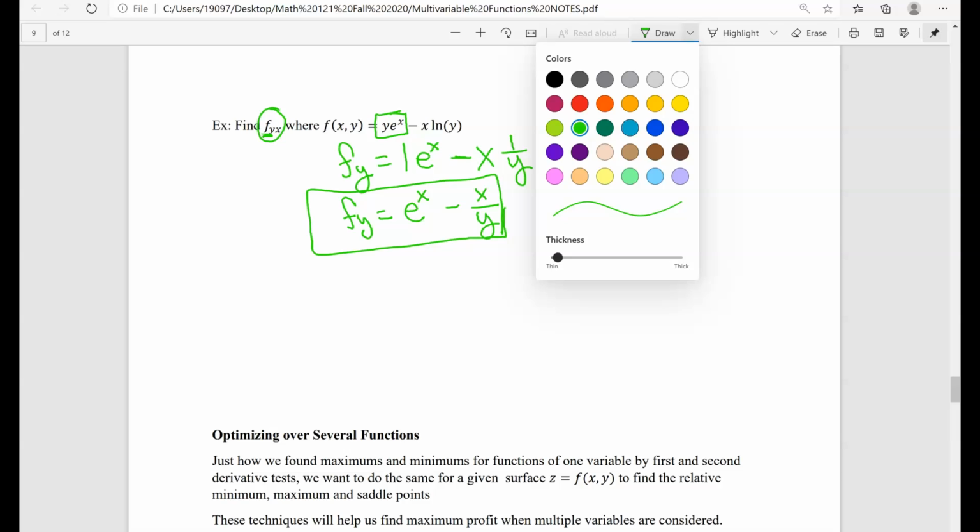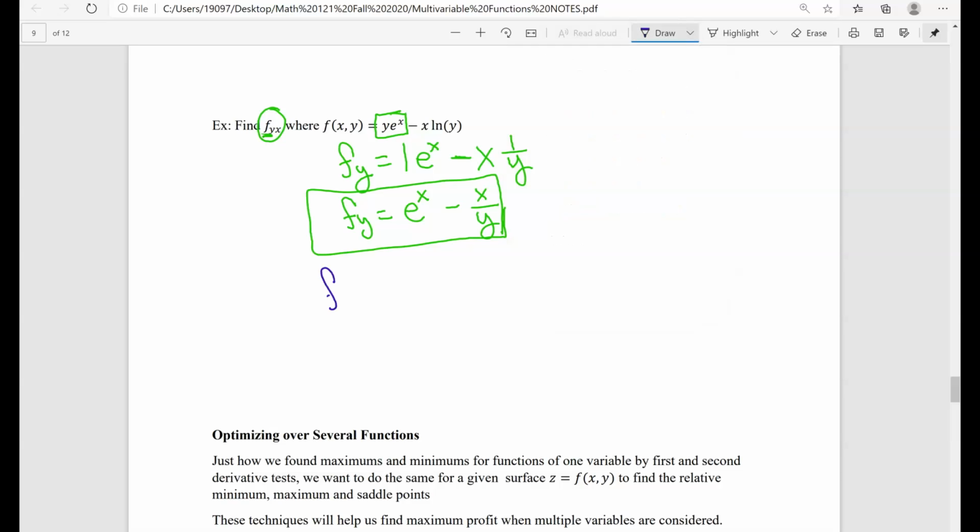Now, that's not what I want. What I want is f sub y, but then I'm going to take this guy, the one in green that we just figured out, and take the derivative with respect to x now. So I'm going to take e to the x. The derivative of e to the x is just e to the x, and remember we're taking it with respect to x. Minus the derivative of this guy, so this over y is just a constant. All we got to do is take the derivative of x, which in this case would just be 1. So this would be the mixed partial derivative of this guy.